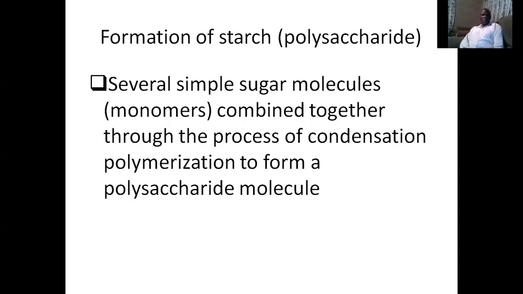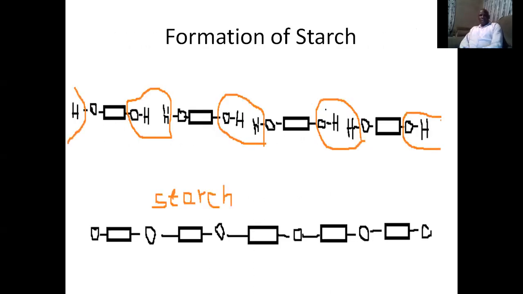And so now we'll look at, in simple terms, the formation of starch. So we said several simple sugar molecules, which are known as monomers, when they are combined together through the process known as condensation polymerization, form what is known as a polysaccharide molecule. Poly means many, and then we have several monomers or several saccharides. So when you add them, you form what is known as a polysaccharide.